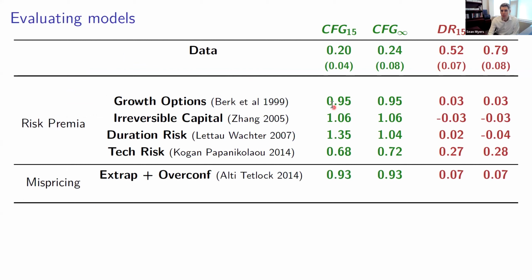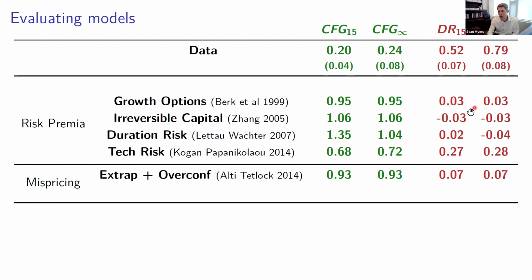Now, if we look at models of risk premia, whether that's based on growth options, irreversible capital, duration risk, or technology risk, overall, these models all imply that price earnings ratios should be very informative about future earnings growth. And in fact, the vast majority of differences in price earnings ratios should be explained by differences in future earnings growth, according to these models. Now, these models do generate differences in future returns. And in fact, all of these models generate a 1-year value premium. But what we emphasize is that just matching the value premium isn't enough to generate our results. So even though these models generate a value premium, they're still generating discount rate news that's substantially smaller than what we see in the data.